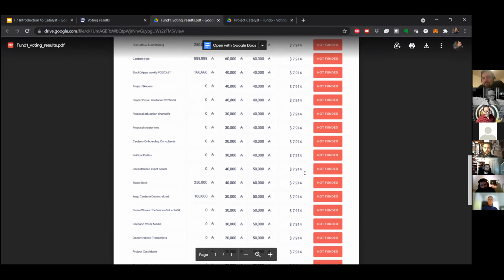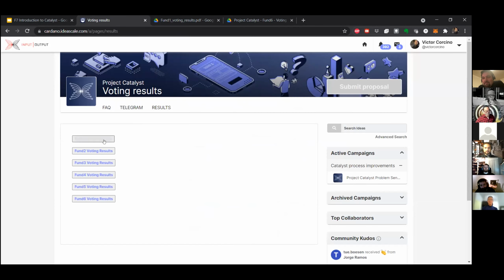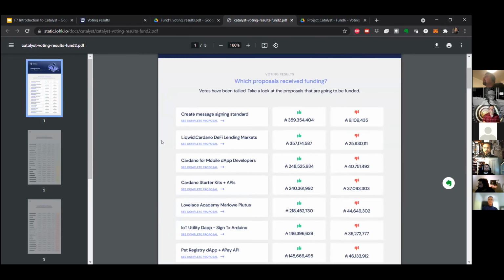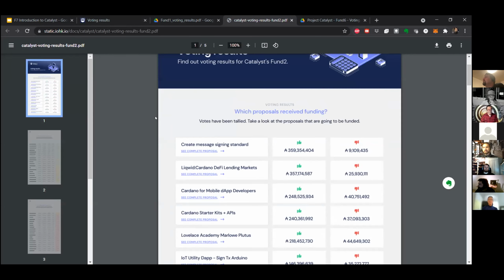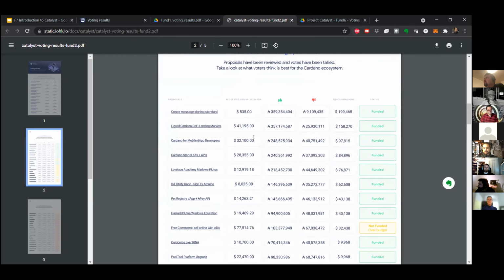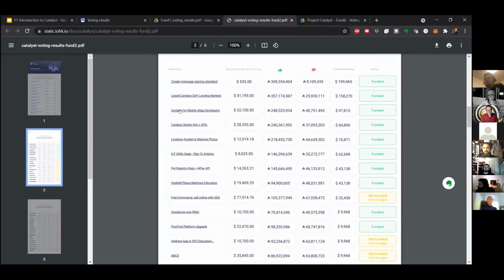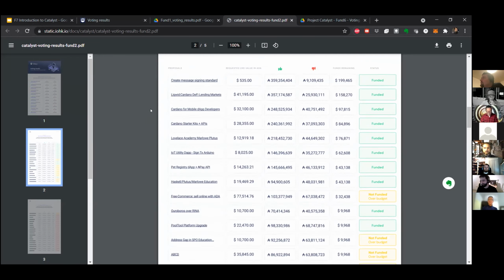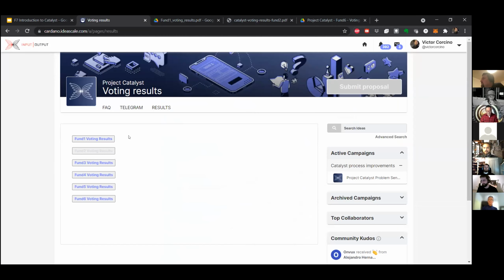So you had all these proposals here, and in Fund 2. Yeah, so this was the first real funding cycle. You can see who got funded, who didn't get funded. For example, Liquid, which is currently a famous project in the Cardano community, they got funded here in Fund 2. Also, afterwards, they got funded in other funds as well, but this was the first one where they got funded. And yeah, you can just see the same thing for all other funds.